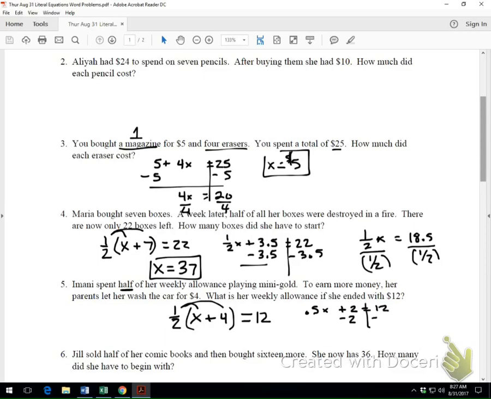Subtract 2. So you get 0.5x equals 10. Divide by 0.5. And you get x equals... What's 10 divided by 0.5? Or 10 divided by 1/2? 20. So she had $20 in the beginning.